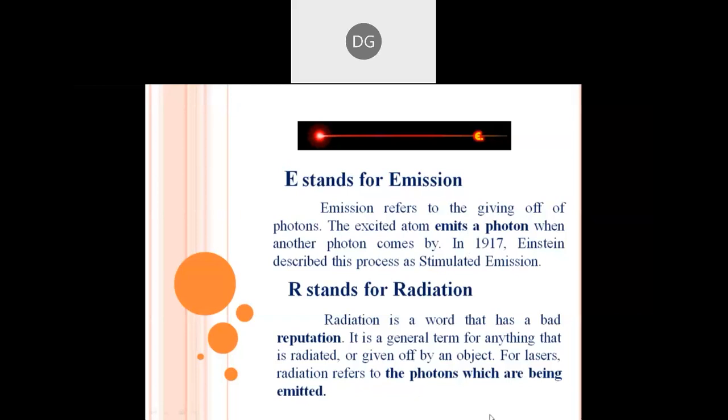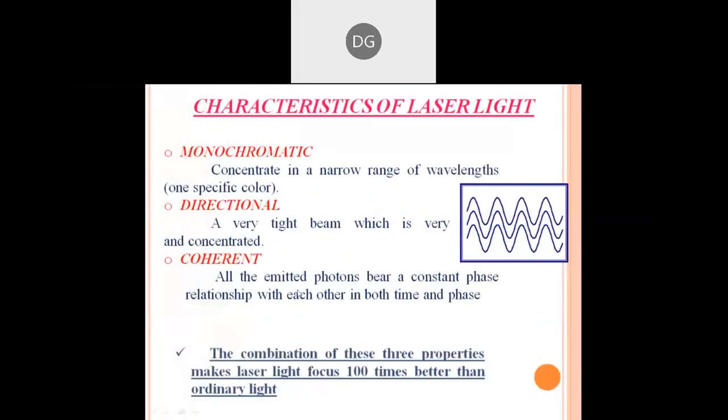For laser, radiations refer to the photons which are being emitted. So this is somewhat information about laser. These are the characteristics of laser. Laser has some characteristics such as monochromatic, directional, and coherent.